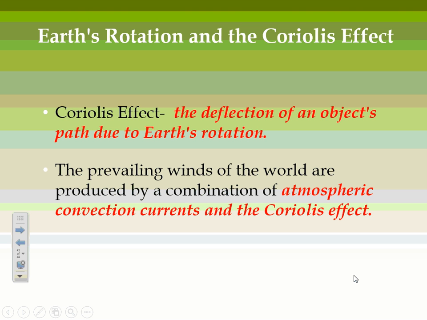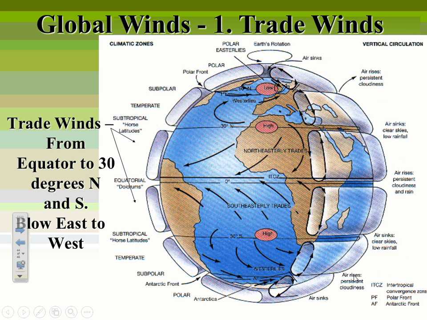So these prevailing winds around the world are produced by a combination of those convection currents, like the Hadley cells, as well as the Coriolis effect. So here are these global winds occurring at high and low pressure systems. Trade winds are one of them, occurring from the equator to 30 degrees north and south.